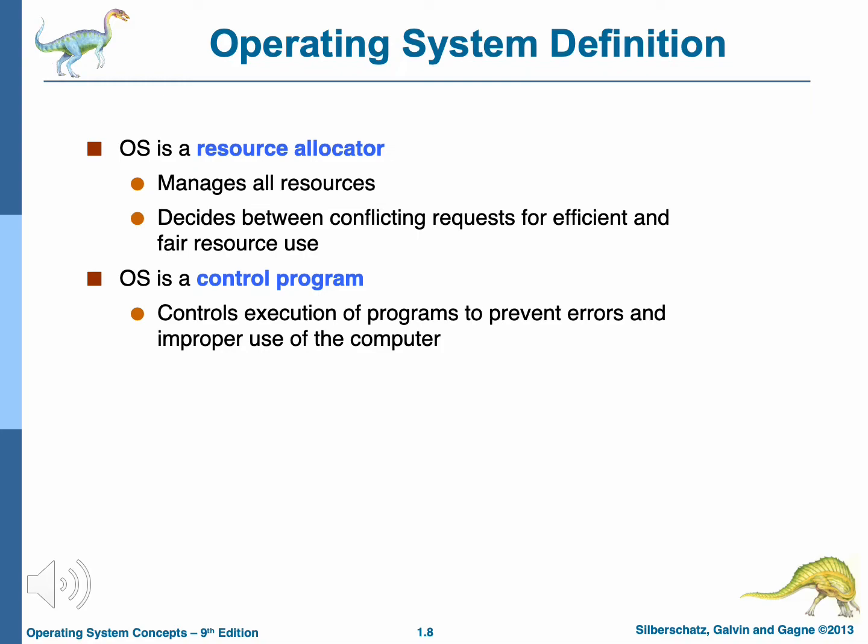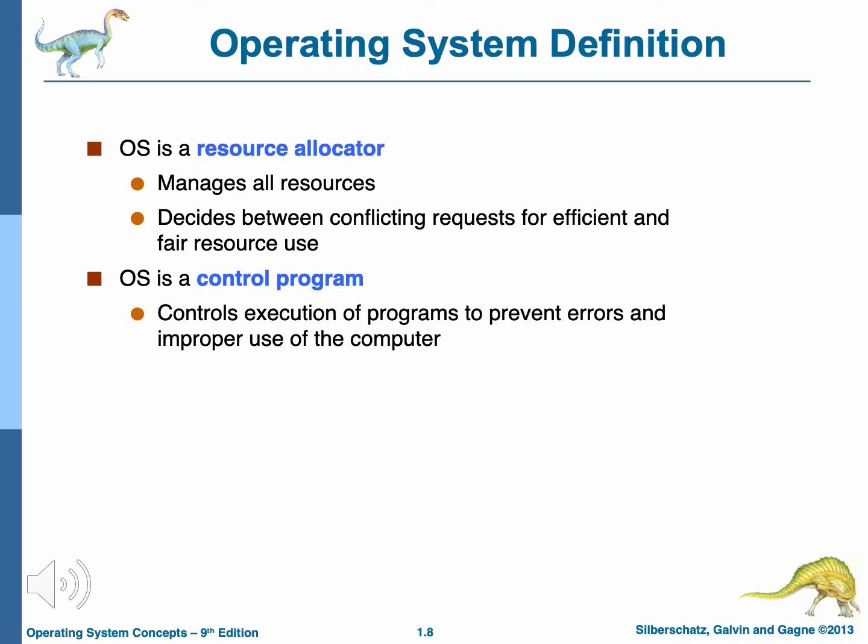Facing numerous and possibly conflicting requests for resources, the operating system must decide how to allocate them to specific programs and users so that it can operate the computer system efficiently and fairly. As we have seen, resource allocation is especially important where many users access the same mainframe or minicomputer.